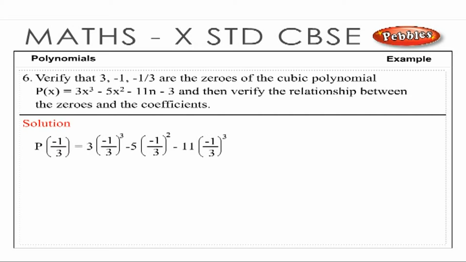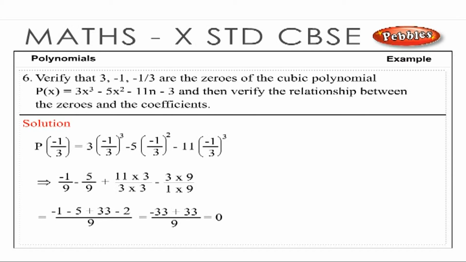P of minus 1 by 3 is equal to 3 into minus 1 by 3 the whole cube minus 5 into minus 1 by 3 the whole square minus 11 into minus 1 by 3 minus 3, which implies minus 1 by 9 minus 5 by 9 plus 11 by 3 minus 3, which is equal to minus 1 minus 5 plus 33 minus 27 by 9, which is equal to 0.